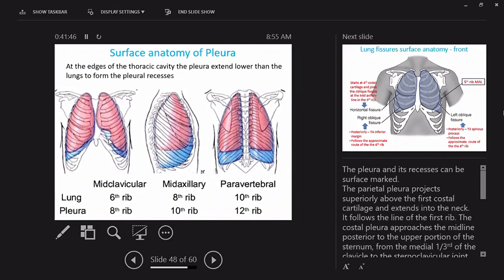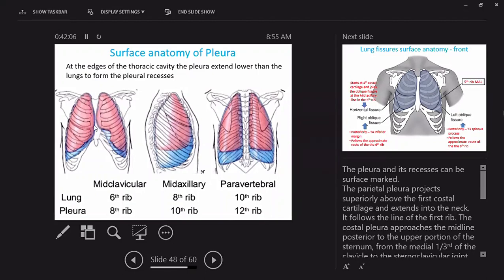Thereafter, the pleura follows a course where at the mid-clavicular line, it will be at the 8th rib, at the mid-axillary line, it will be at the 10th rib, and at the paravertebral space, it will be at the 12th rib, paravertebral area. Okay. The lung is a bit different.